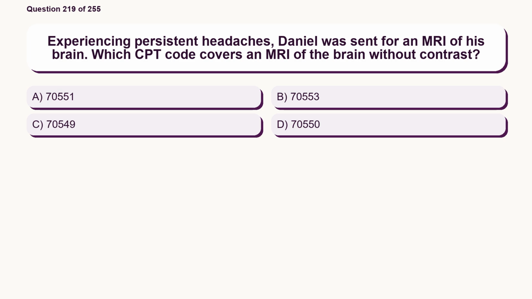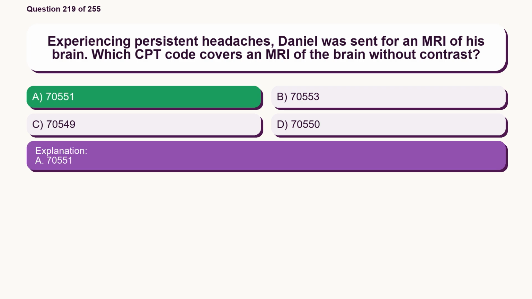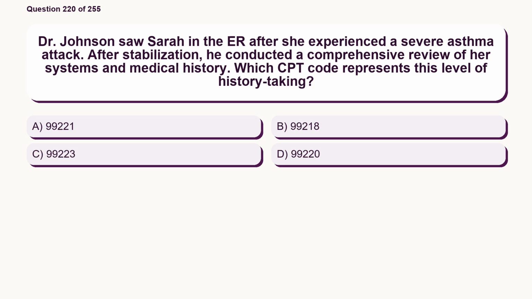Experiencing persistent headaches, Daniel was sent for an MRI of his brain. Which CPT code covers an MRI of the brain without contrast? Option A, 70,551. Option B, 70,553. Option C, 70,549. Option D, 70,550. The correct answer is option A, 70,551. Question 220.